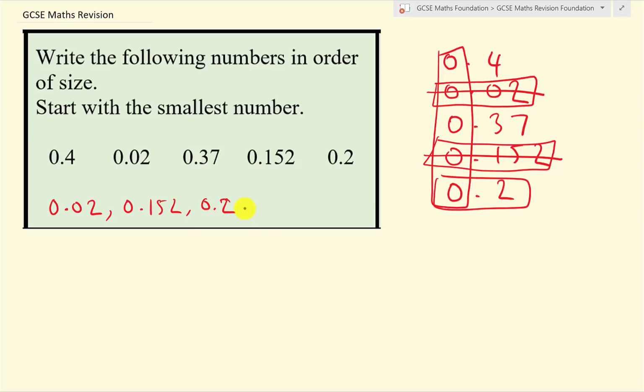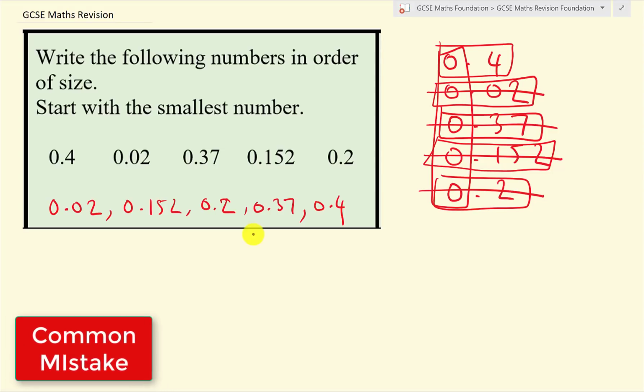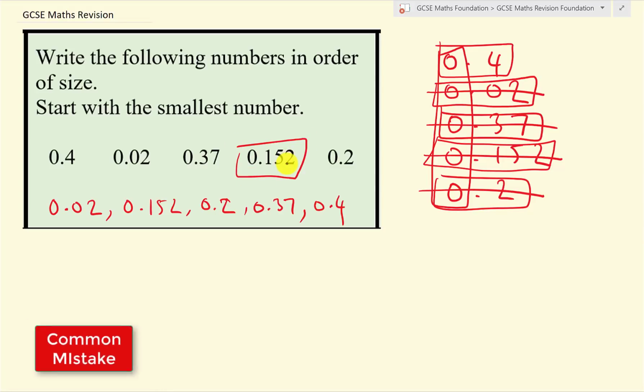and then 0.37, and finally 0.4. And we've ordered the decimals, so 0.02, 0.152, 0.2, 0.37, and 0.4. Now, a common mistake a lot of students make is they think 0.152 has more digits, therefore it will be the largest number.